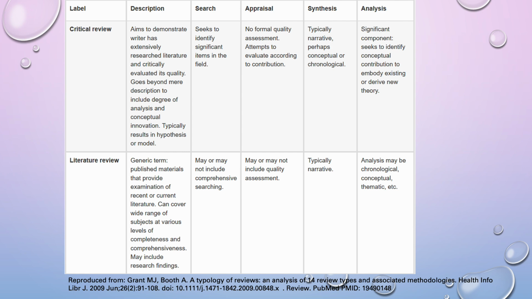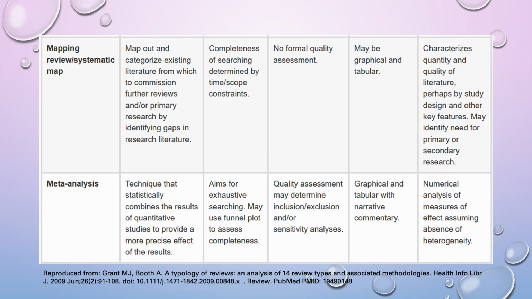Next, we have literature review. It's a generic term for published materials that provide examination of recent or current literature. It can cover a wide range of subjects at various levels of completeness and comprehensiveness. It may include research findings. Mapping review or systematic map, it maps out and categorizes existing literature from which to commission further reviews or primary research by identifying gaps in research literature.